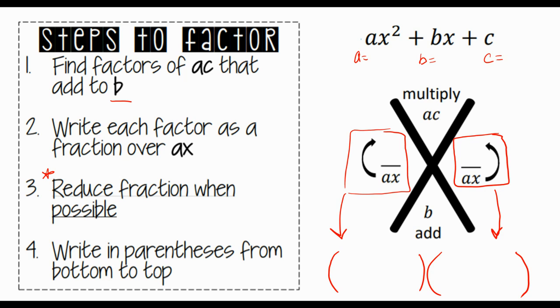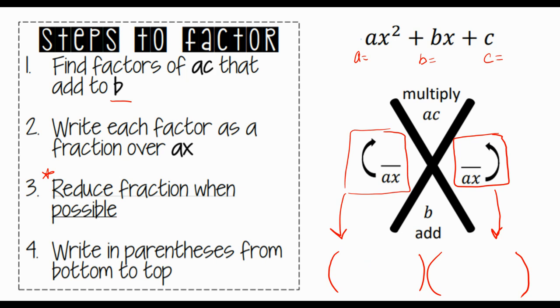So again, let's go over those steps. First, we're going to find factors of a times c that add up to b, same as before. We're going to write each factor, but now we're going to write it as a fraction. That's what's new. We're going to write our factor over ax, a factor over ax, paying attention to our signs. We're going to reduce the fraction when possible, and then write it from bottom to top. Notice the beautiful arrow Miss Flesta gave us, and we'll put it in parentheses.